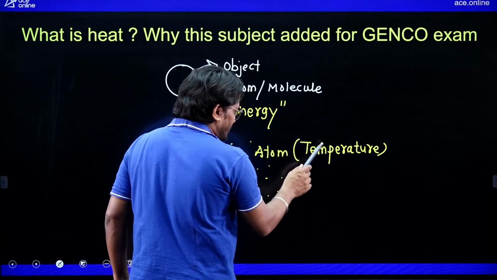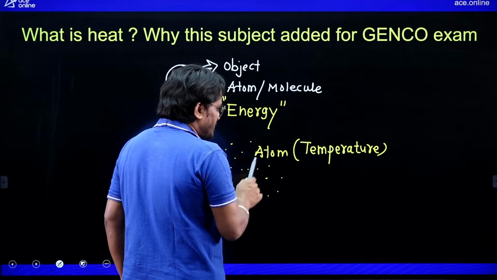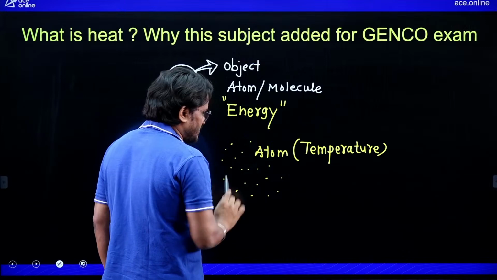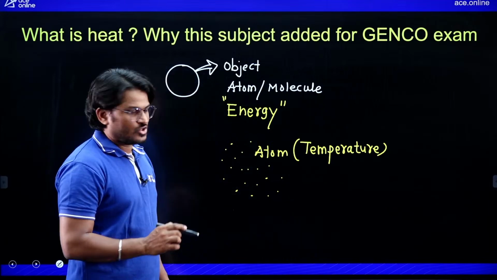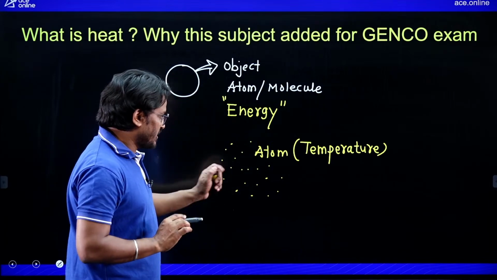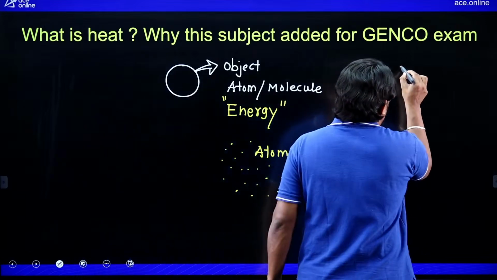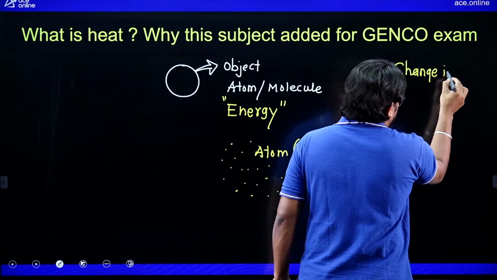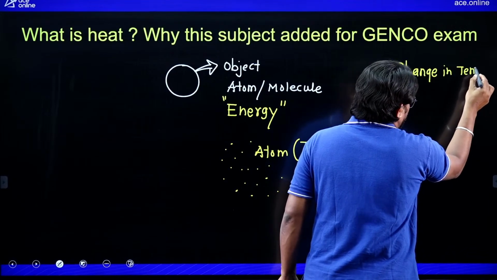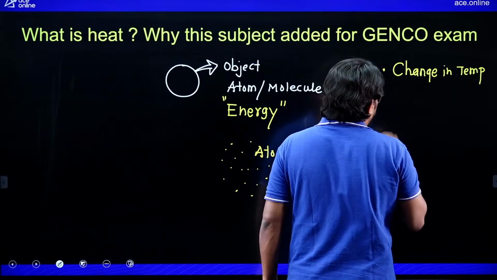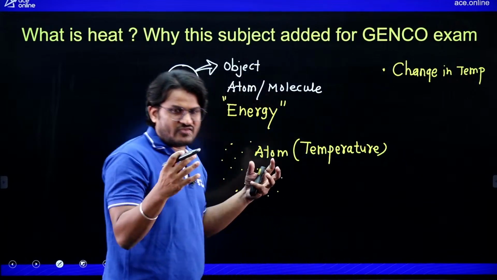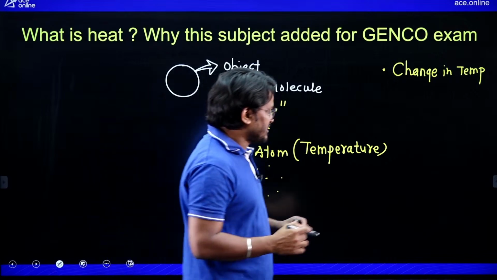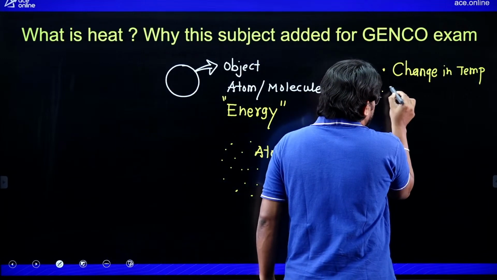So if this body has some temperature, it means there is some energy, and because of that energy there is a change in the molecular activity. Please try to understand, two things will happen. Whenever there is energy, they will exchange energies, right? They will collide with each other. So there is either a change in temperature, or a change in phase.